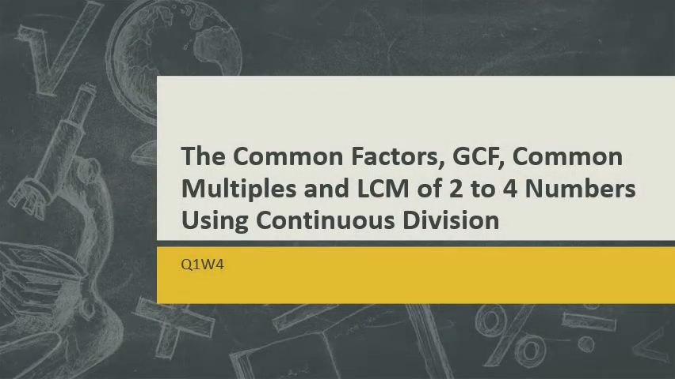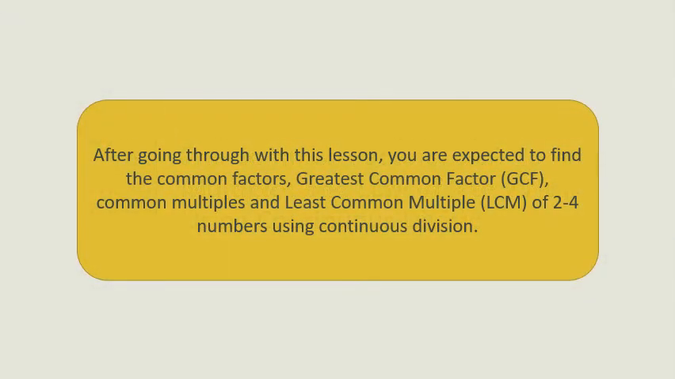So our topic for this week is about the common factors, GCF, common multiples, and LCM of 2 to 4 numbers using continuous division. After going through this lesson, you are expected to find the common factors, greatest common factor or GCF, common multiples, and least common multiple or LCM of 2 to 4 numbers using continuous division.